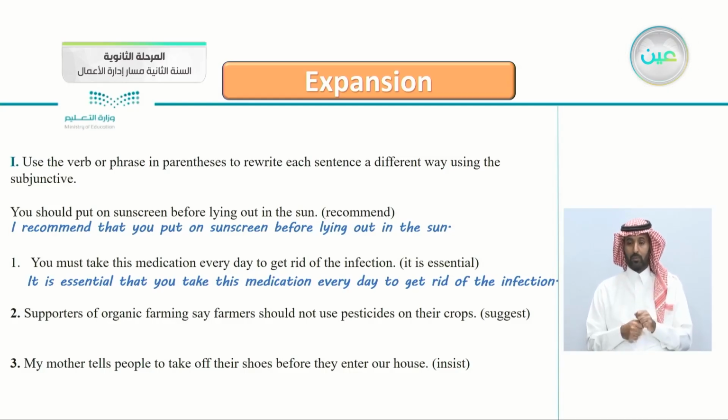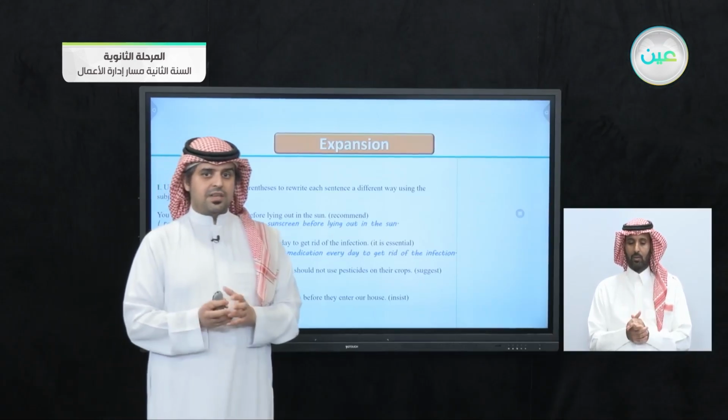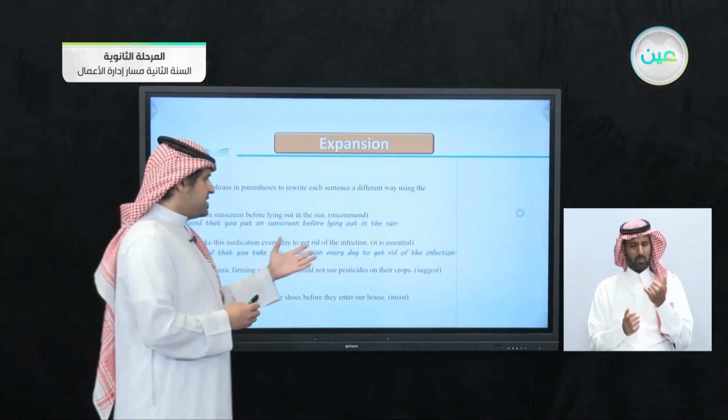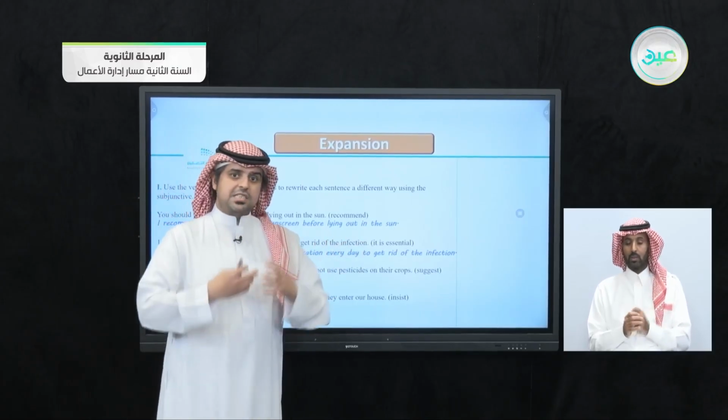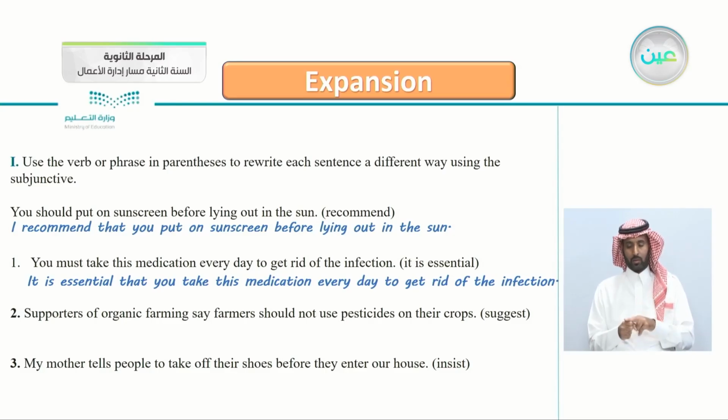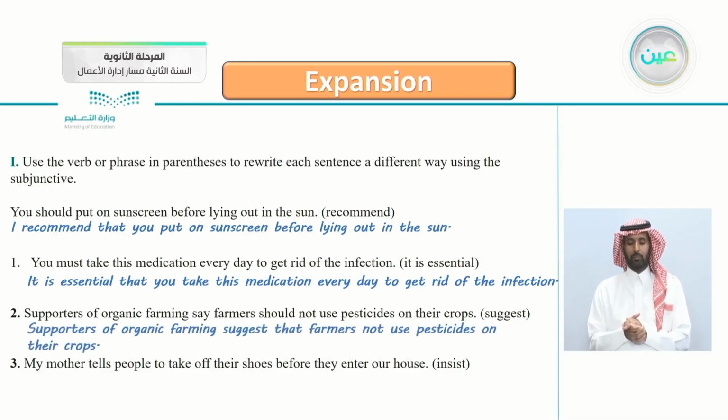Number two, supporters of organic farming say farmers should not use pesticides on their crops, and the subjunctive is suggest. It is not as urgent as it is essential. They are just suggesting here. So how do we rewrite this sentence? Very good. We say, supporters of organic farming suggest that farmers not use pesticides on their crops.